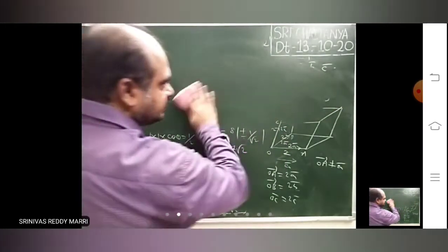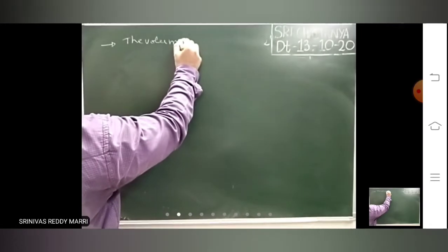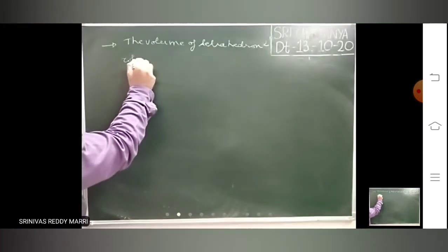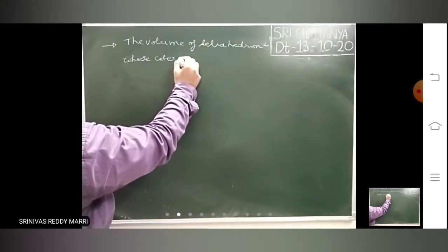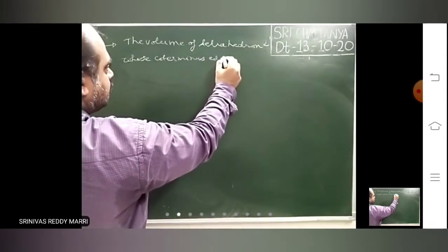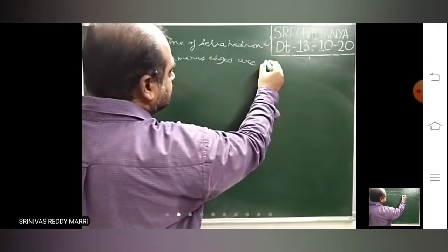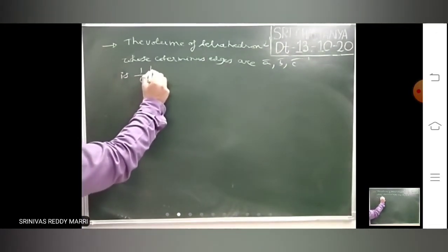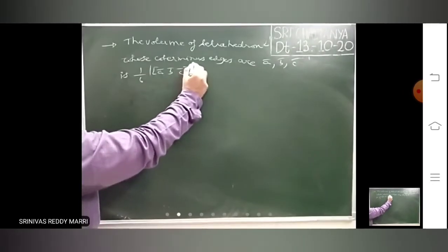So now look at the next one. The volume of a tetrahedron whose coterminous edges are A bar, B bar, C bar is 1 by 6 into modulus box of A bar, B bar, C bar.